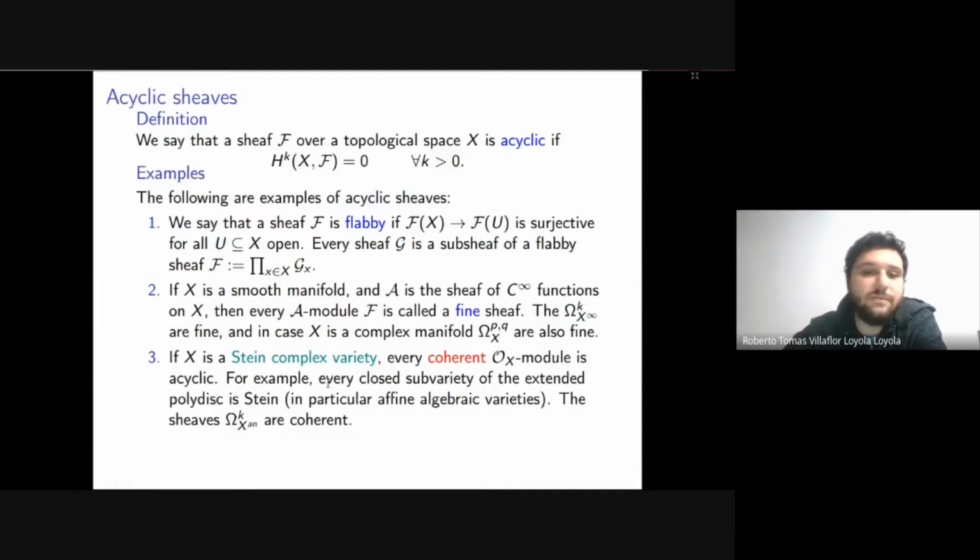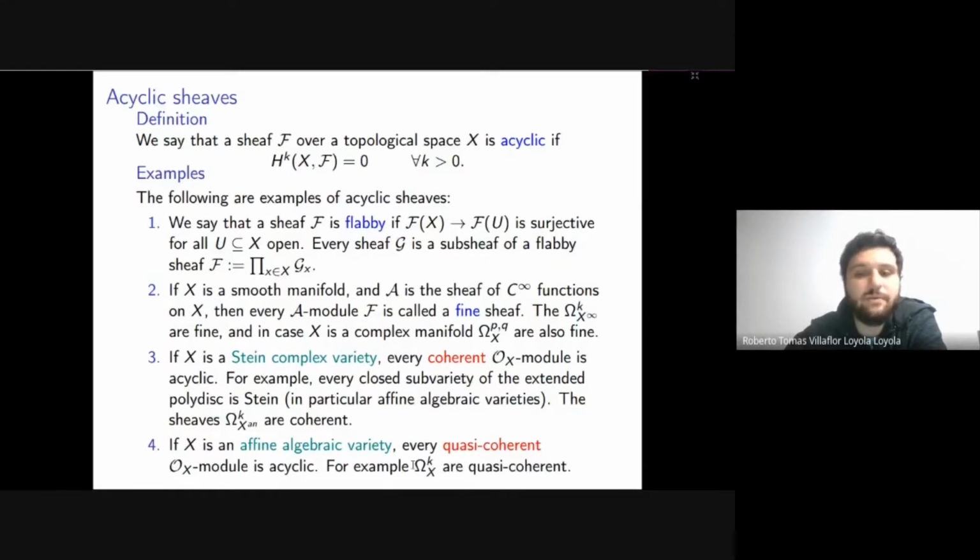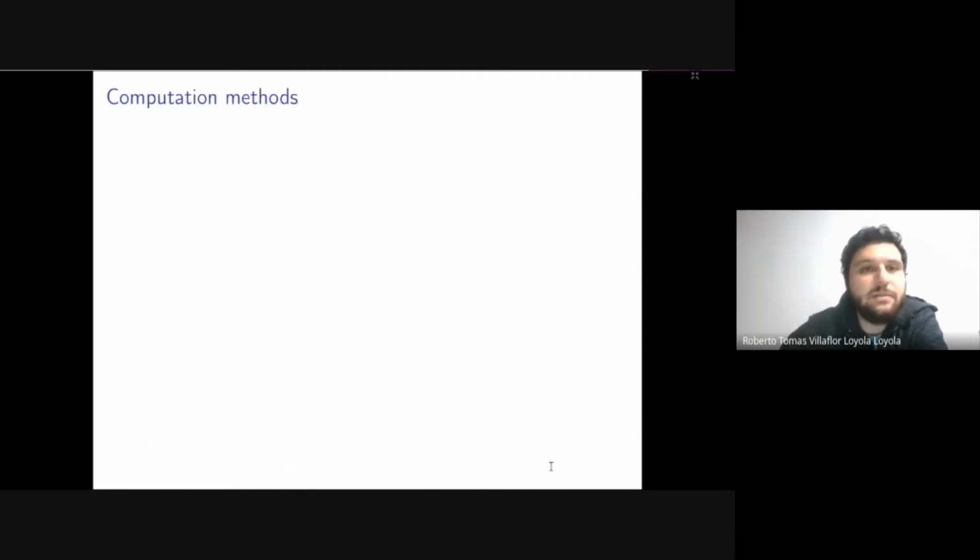Examples of coherent sheaves over an analytic variety are the sheaves of analytic k-forms. In the case of an affine algebraic variety, every quasi-coherent sheaf is acyclic. For instance, the sheaves of algebraic differential forms are always quasi-coherent. With this concept of acyclic sheaves, we can introduce some methods to compute sheaf cohomology groups in terms of Čech cohomology groups.